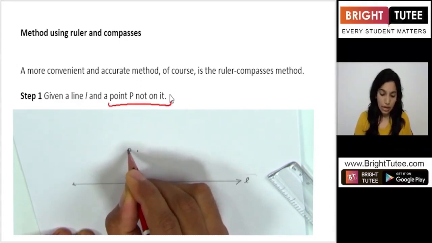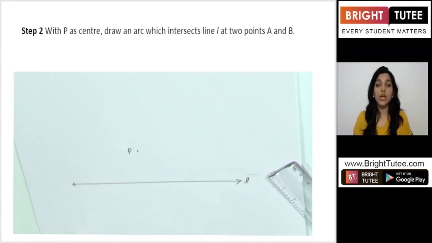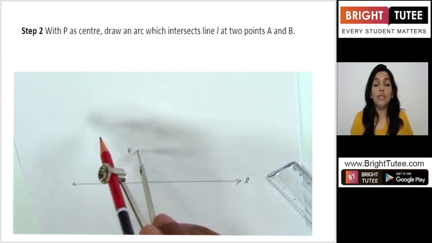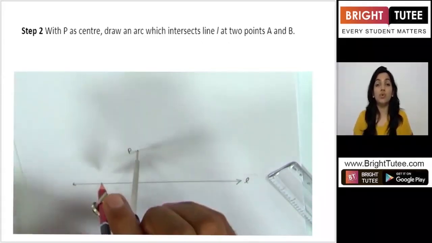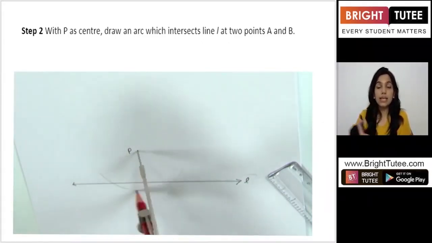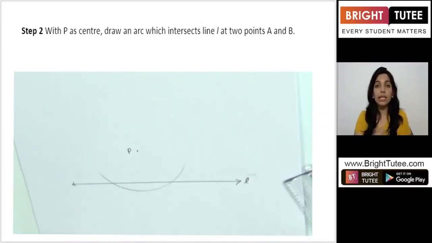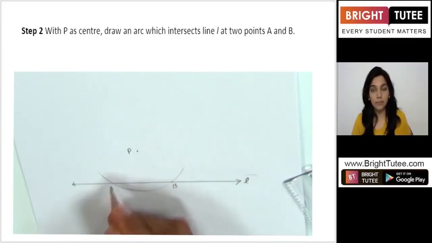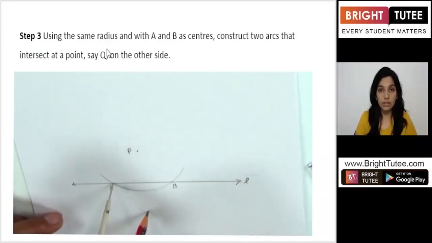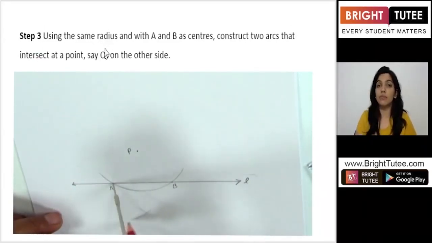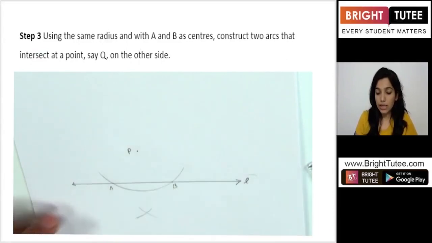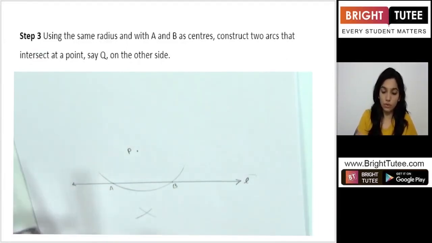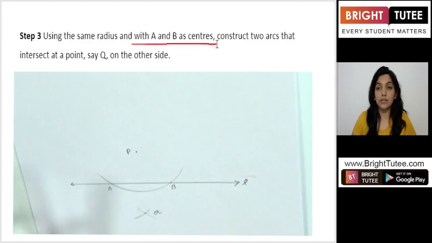Clear? Now what you do next is, with this P as the center, we need to draw an arc which intersects the line L anywhere at A and B. Okay, using the same radius. So now you are going to use the same radius and with A and B as the centers, we construct two arcs that intersect at the point, say Q, on the other side.